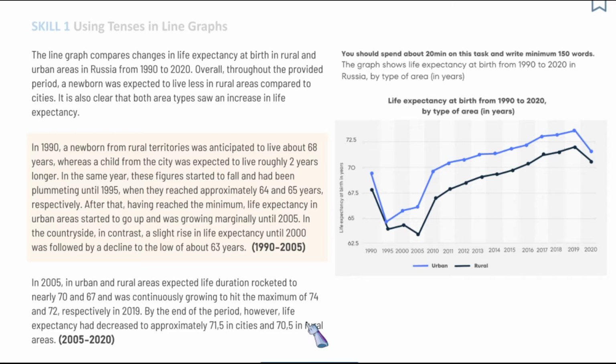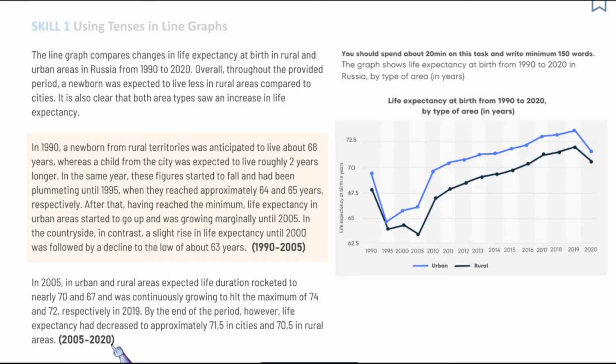In this case, I have two body paragraphs, and the first body paragraph is about this period, 1992-2005. It's basically the first half of the period. And the second body paragraph is about the remaining part of the period, 2005 until 2020.